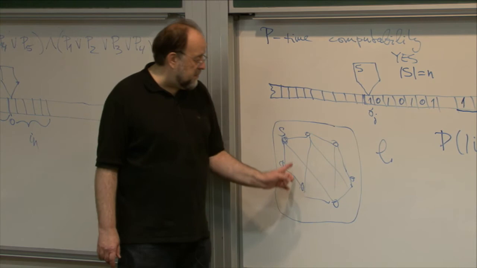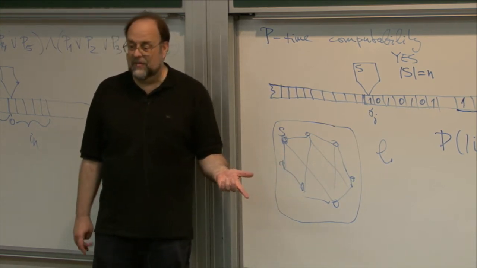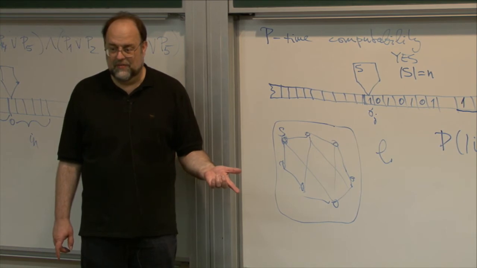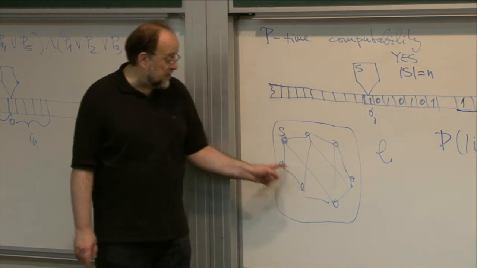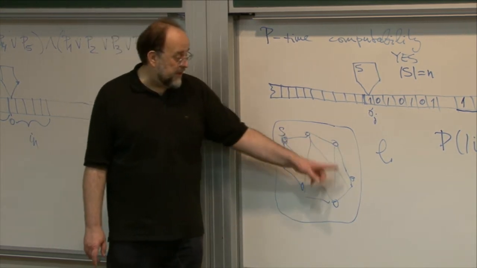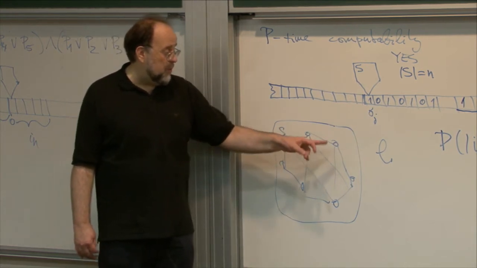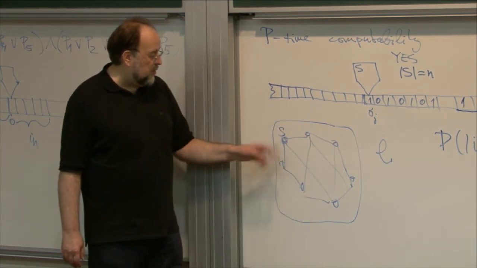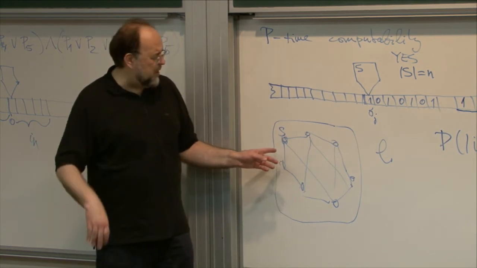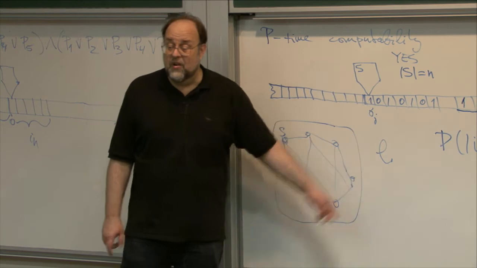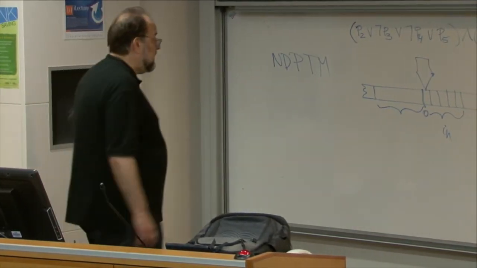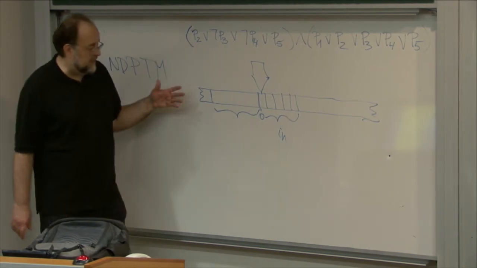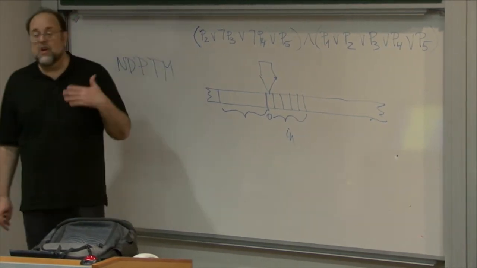If it's the traveling salesman problem, what will be the guess? Actually, the guess will be the whole trajectory. It's just a permutation of vertices, and lo and behold, you can then compute the length of the edges between consecutive points, and see whether it is smaller or equal to L, right?